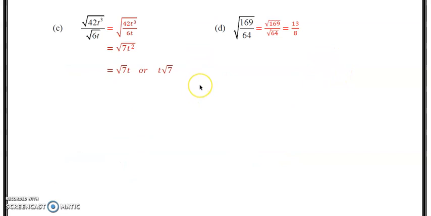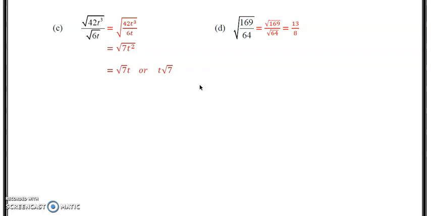Let's look at example C. We have the square root of 42t cubed divided by the square root of 6t. So we put everything underneath one square root sign. We create a fraction of the quotient there. 42 divided by 6 we know is 7. And t cubed divided by t is just t squared. Remember, when we're dividing and they have the same base, we subtract exponents. So that's where the 2 comes from. And of course, we can further simplify that. The square root of 7 can't be simplified any further, but the square root of t squared is simply t. So we can write this as the square root of 7t, or t root 7.